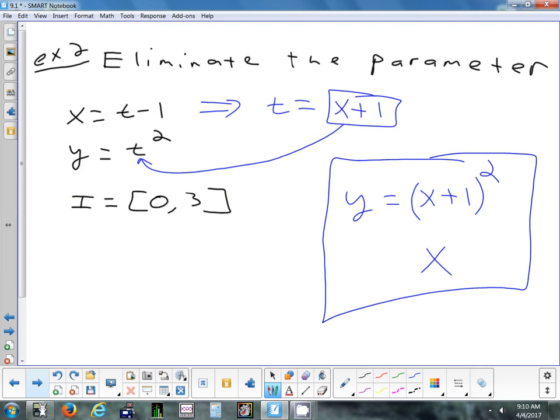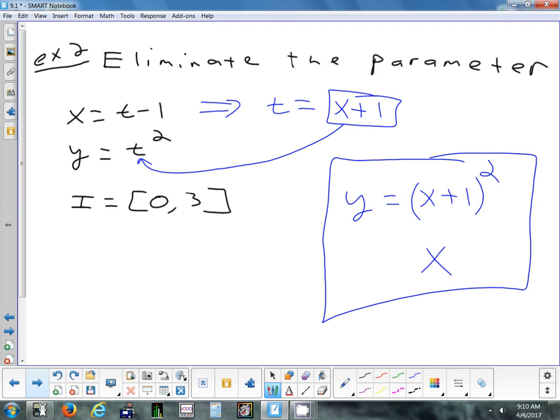The only thing I have to do is write the restriction. What is x between? Because if I just drew this, it's a parabola, shifted 1 unit to the left. But the original problem had a restriction. So that's the restriction on t. The t values are between 0 and 3. But we have to figure out what the x values are between.